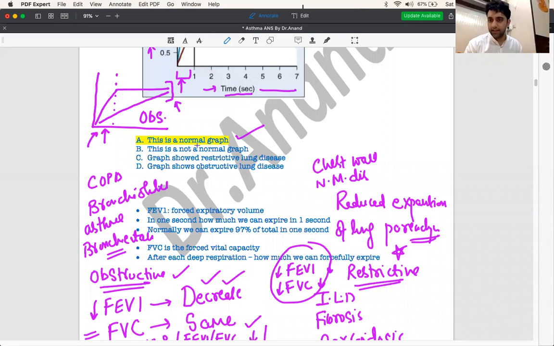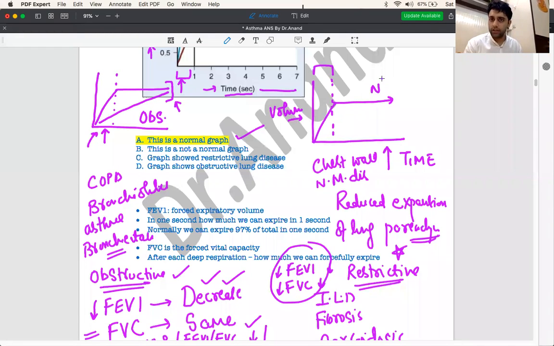Are you understanding? Whereas restrictive lung disease, so what will happen in restrictive lung disease? Again, a graph like this is my first second parameter. The down part is our time in seconds, and here is the volume in liters. Normally, in the first second, nicely I took a breath and nicely I went down. This is normal.